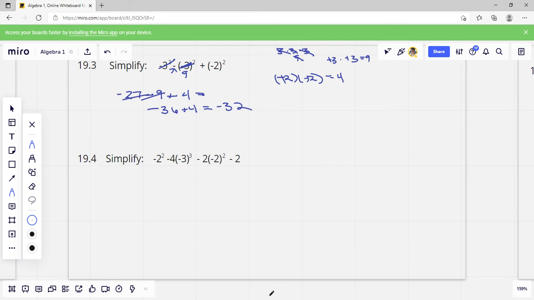All right, let's try this next one. This is negative 2, the negative of 2 squared. So we're going to do the negative, and then 2 times 2 is 4.